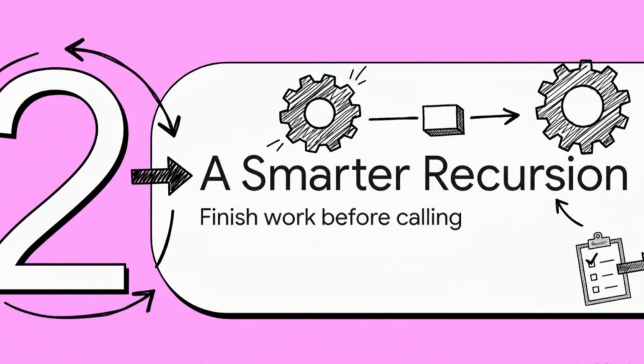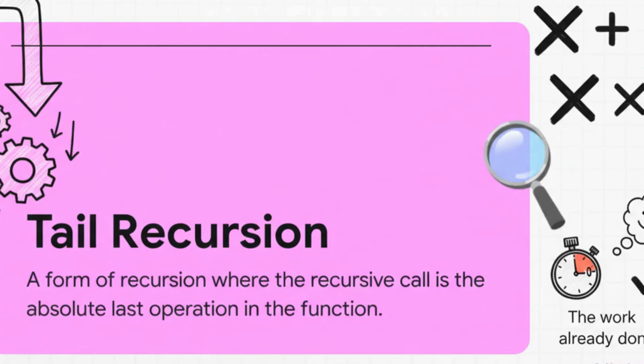So how do we get around this? Well, we embrace a smarter kind of recursion. The main idea here is to flip the whole process around. You finish your work before you pass it on. And this is what we call tail recursion. The definition is actually beautiful in its simplicity. It just means a recursive call is the absolute, final, last thing a function does. There's no pending multiplication, no "and then add this later," no other operations just sitting around waiting. The work is already done.